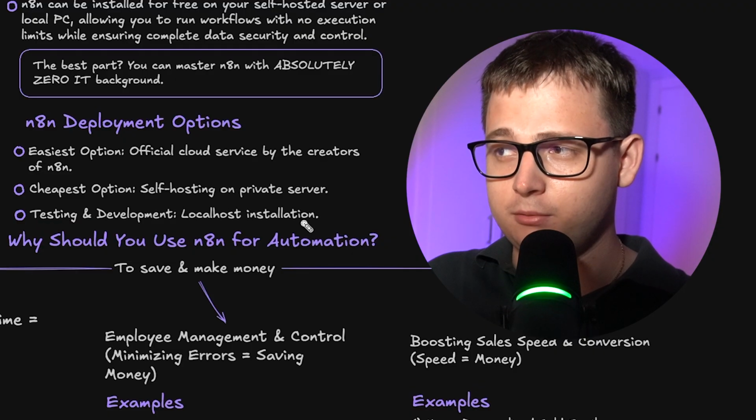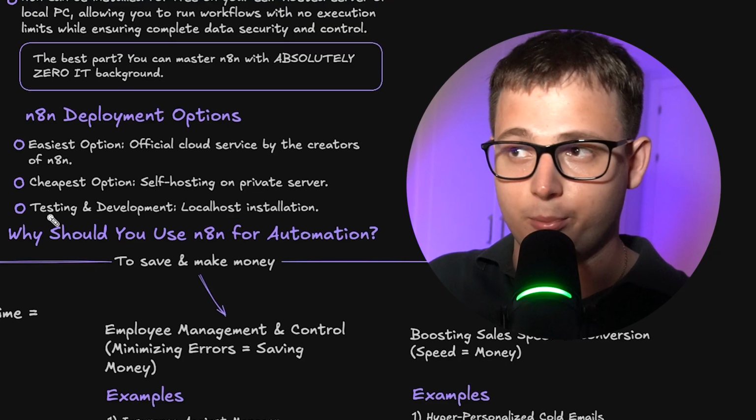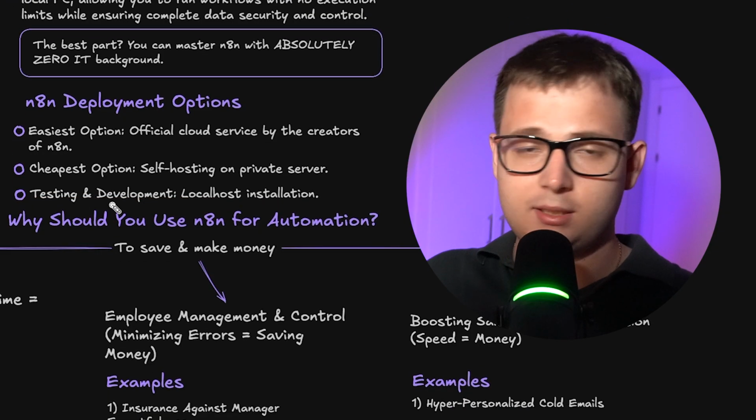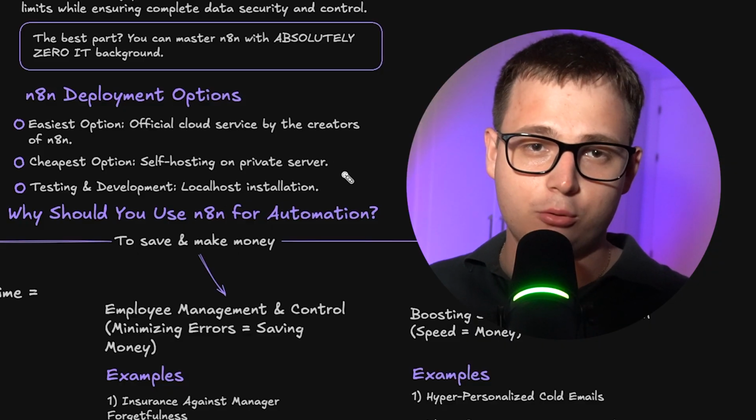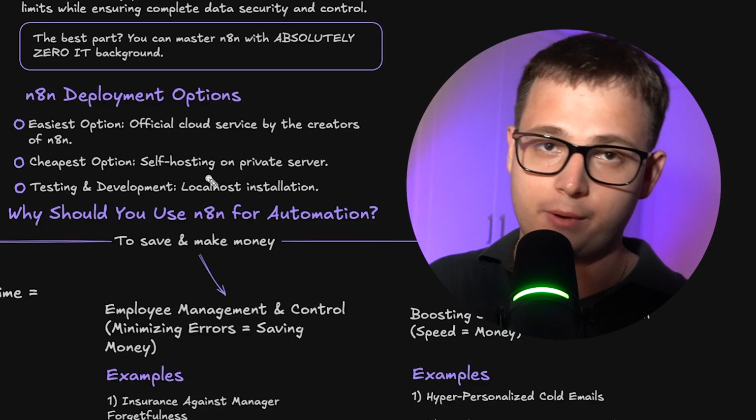The third option is useful if you need to quickly test or check something: deploying n8n on your localhost. This is typically used for testing and fast prototyping. By the way, a video on how to do this in less than 1 minute is already available on this channel.